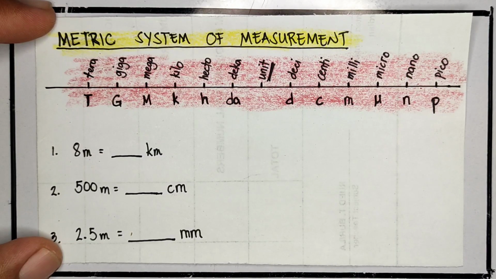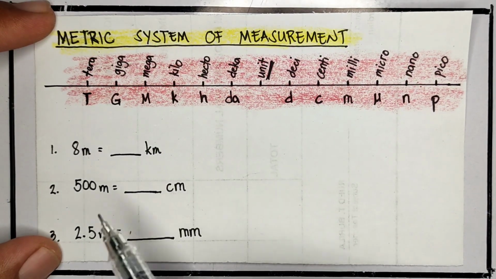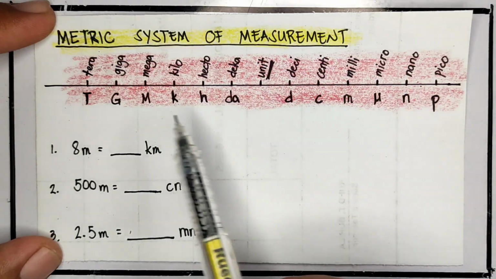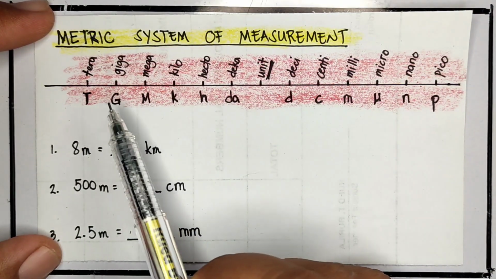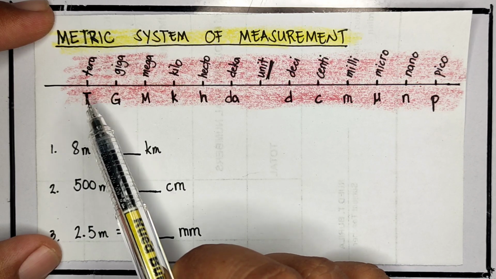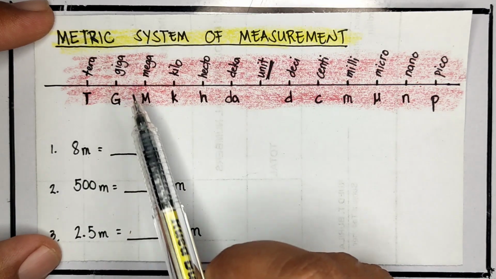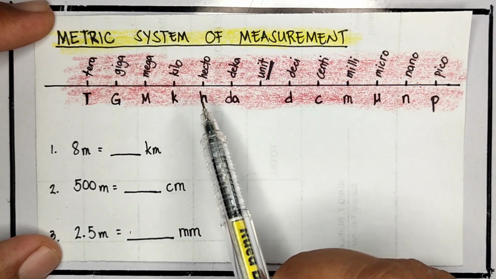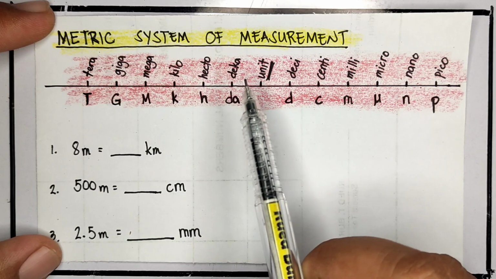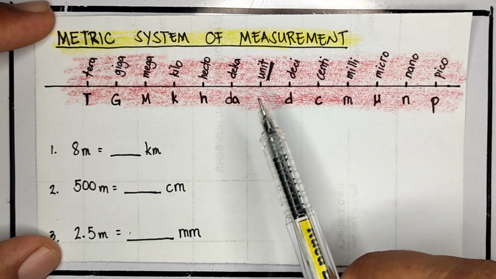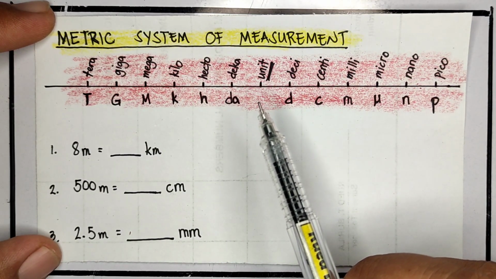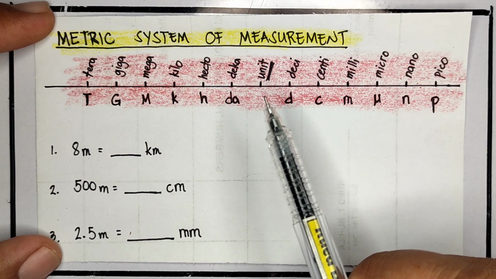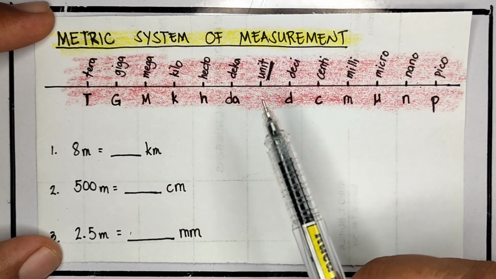Metric system of measurement. We have here our line graph involving the metric system of measurement. T, we have tera; G, giga; M, mega; small letter k, kilo; H, hecto; D, deca; and the unit. If it is length, we are using meter. If it is weight or mass, we are using grams, and for the volume, we are using liters.